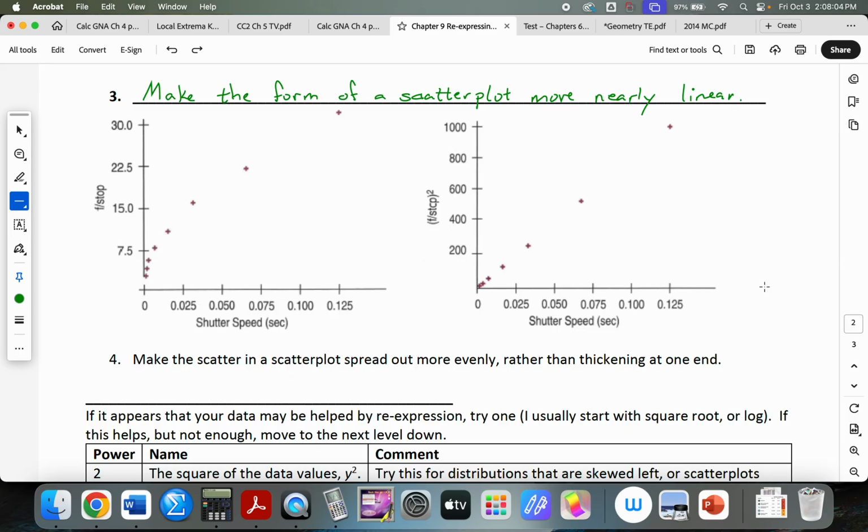And then the other thing is to make the scatter in a plot spread out more evenly rather than thickening at one end, which is a problem. Remember, if the scatter plot kind of opens out, or it starts big and then it closes in, that's not good. Yes. Yes, not good being bad. Yes.